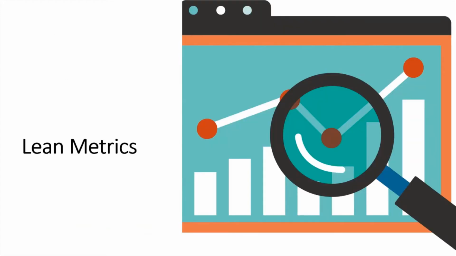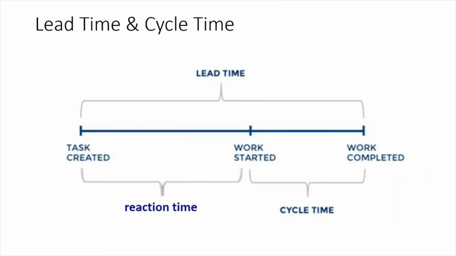Now let's review some lean metrics. The most important metrics in lean, if we're talking about a development team, are lead time, one of the most important, and then cycle time and reaction time. Lead time represents the amount of time that has passed from when the task was created until the work was completed. Cycle time represents the amount of time from when work was started on the item until the work was completed, and the time from task creation to work started on the item is called reaction time.